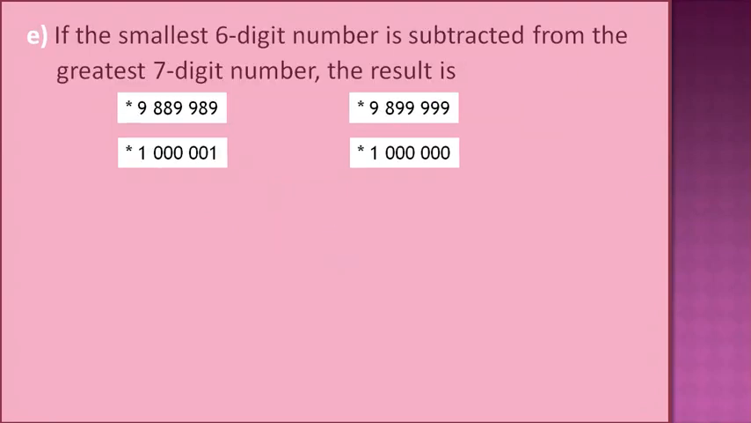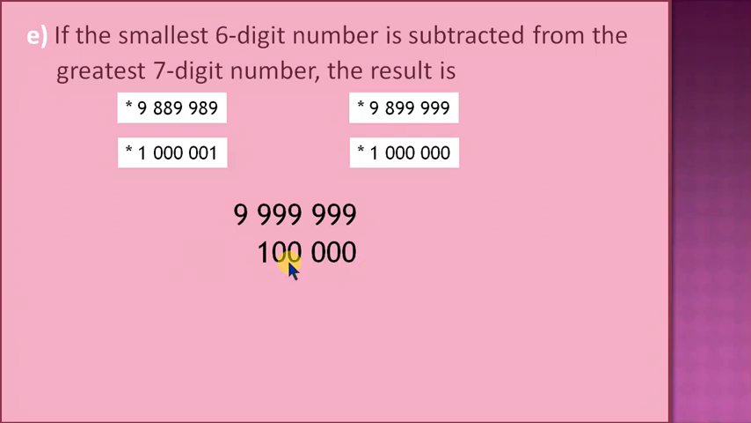Yes, E part, the last one of this question. If the smallest 6-digit number is subtracted from the greatest 7-digit number, the result is dash. First you have to think, what is the greatest 7-digit number? 9,999,999 is the greatest 7-digit number. And what is the smallest 6-digit number? Think. Yes, right. 100,000 is the smallest value.